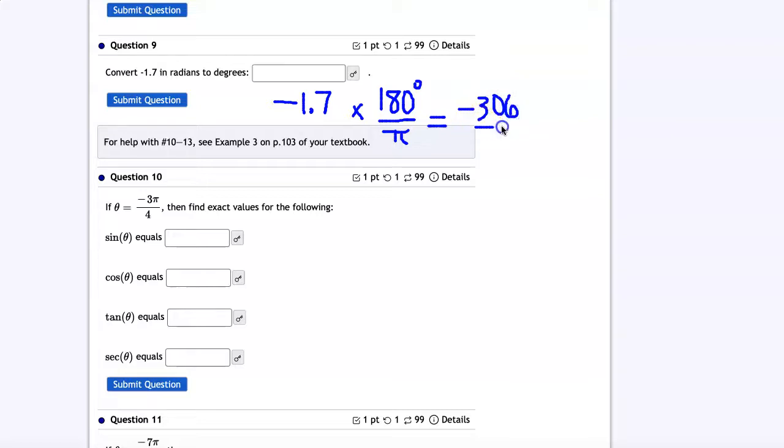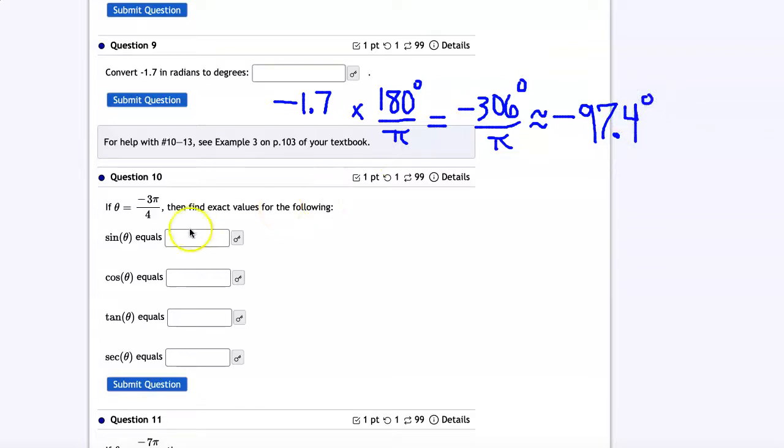306 over pi degrees. Now you can enter that, and then if it doesn't like that answer, then I would go ahead and do the decimal approximation for this. The good thing is when you submit the question, if you get it wrong, you can attempt a new version of the question, and then you know how the answer is supposed to look. And you don't have to redo the entire homework. You can just fix individual problems. This is roughly negative 97.4 degrees. Don't drop the negative as you go along. Make sure you maintain it.